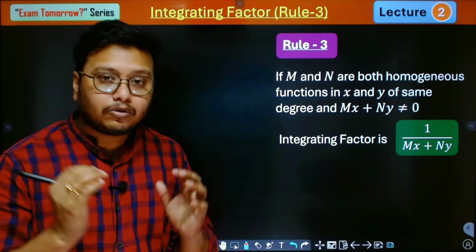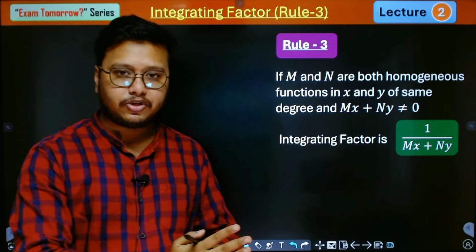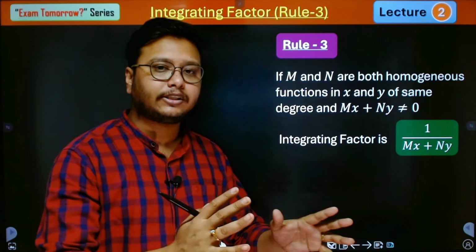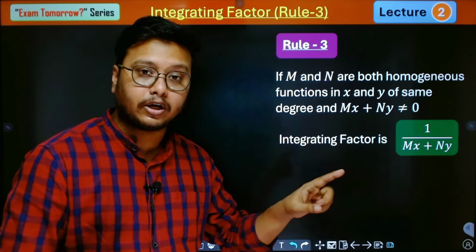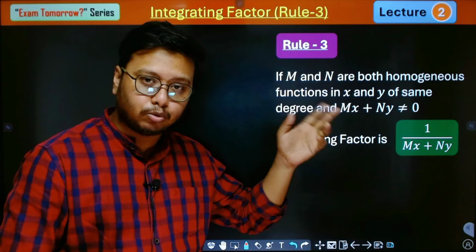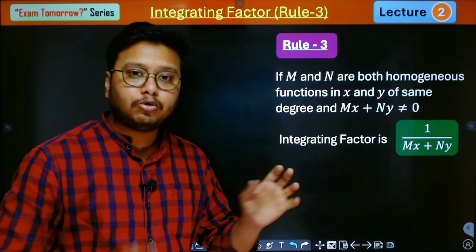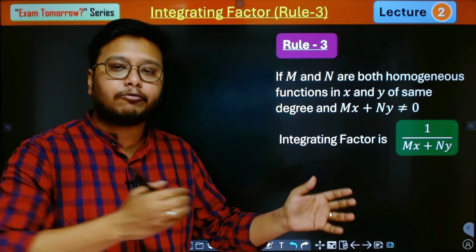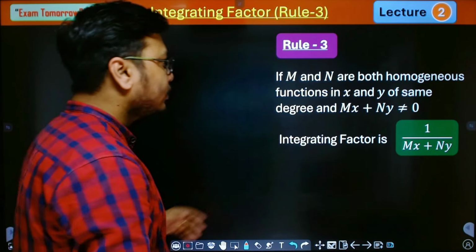Now this rule is identifiable by just looking at the question. You can look at the question and you will understand whether rule number 3 is applicable or not. Unlike the first two rules, where you couldn't make out whether to use rule 1 or rule 2 just by looking at the question, you have to do a few calculations to understand that. But for rule number 3, that's not the case. So let's see what this is saying.